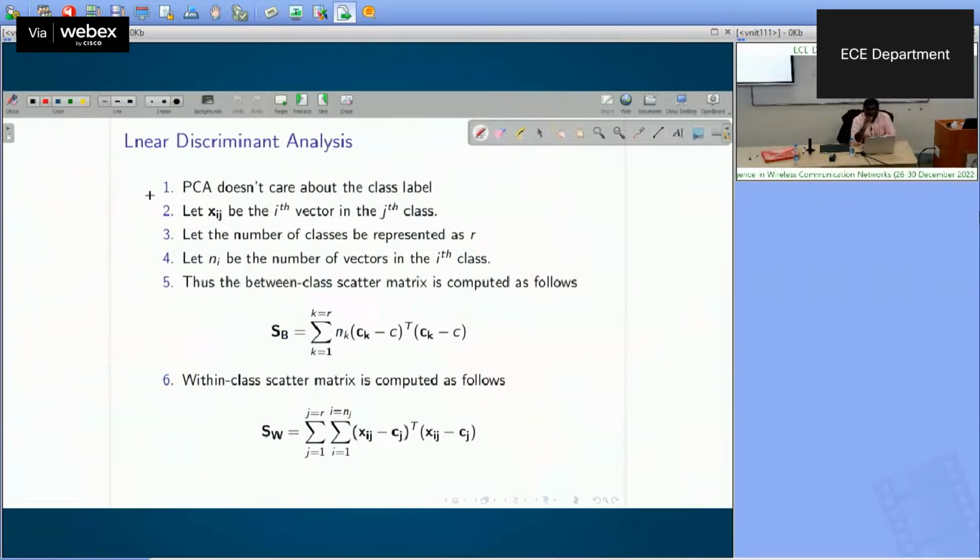So in case of PCA, we had only one scatter matrix, right? So it is basically the estimate of the covariance matrix. But in case of LDA, we are going to have two scatter matrices. One is the between class scatter matrix, which is SB, and the next one is SW, which is the within class scatter matrix. So what is the objective? Our interest is still to project to the lower dimension.